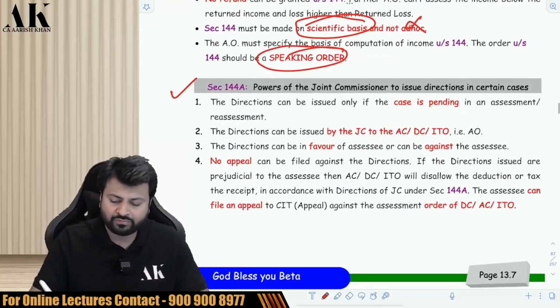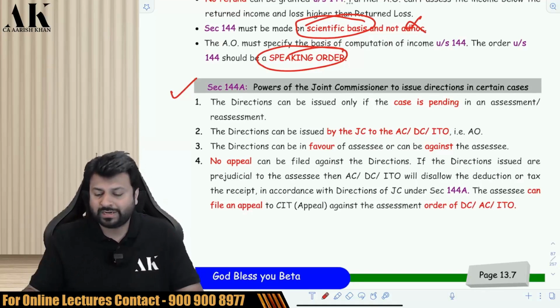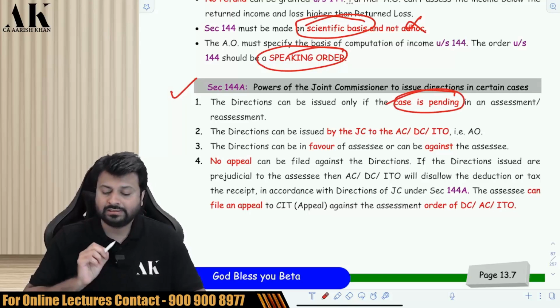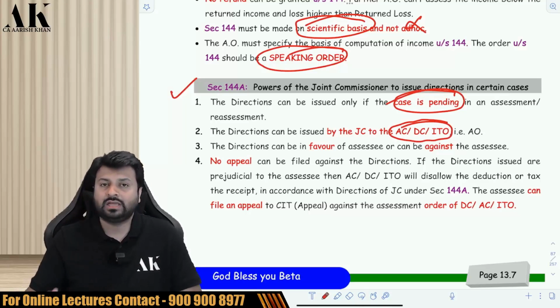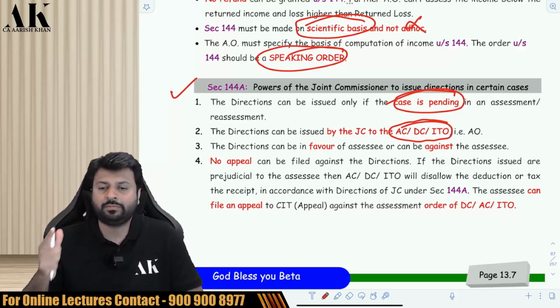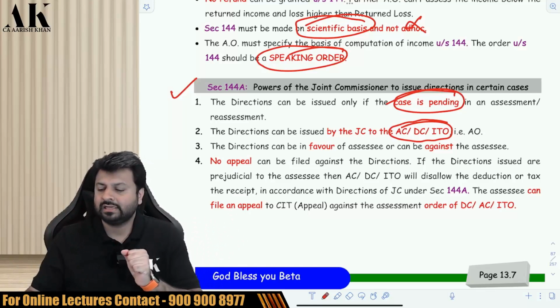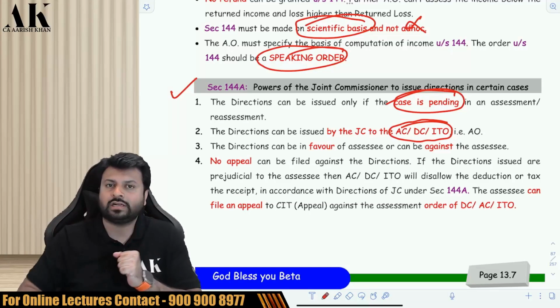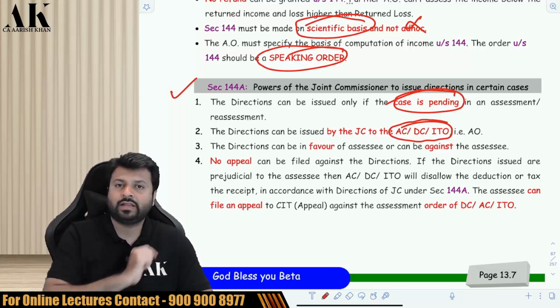Next, 144A, the power of the Joint Commissioner under the income tax law. While the assessment is pending, the case is pending, and the AO, who is the AO? The AC, DC or ITO is the AO. The assessing officer is Assistant Commissioner, Deputy Commissioner or the Income Tax Officer. They are doing the assessment. Now in that case, there is one JC who is observing them all the time. And if the JC feels that they are not doing the assessment properly, the JC can give direction to them.